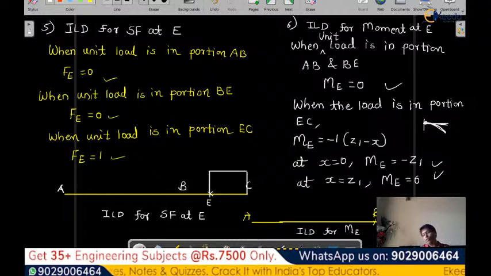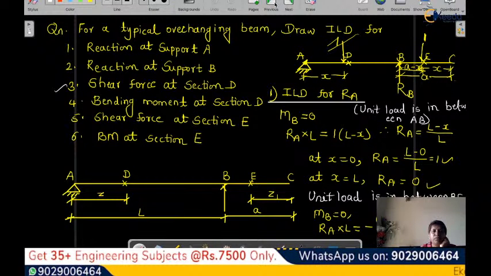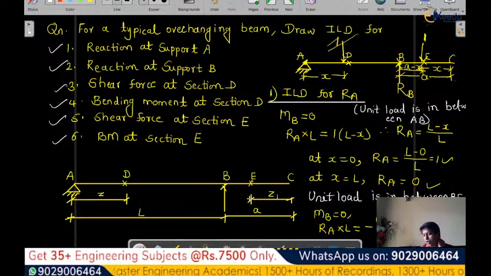So this completes our problem. In this particular problem we have seen the influence line diagram for an overhanging beam. We have drawn the influence line diagram for the reaction at support A, the reaction at support B, then the shear force at section D, the bending moment at section D, then the shear force at section E, and the bending moment at section E.